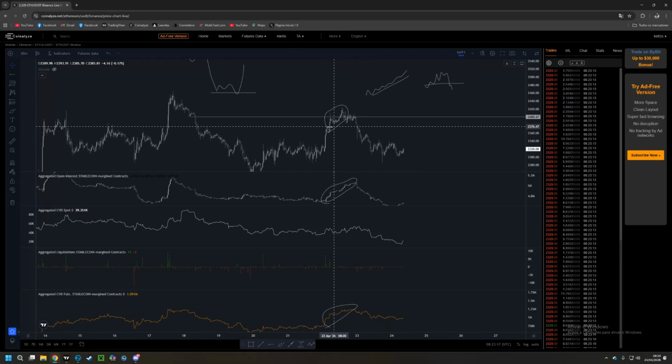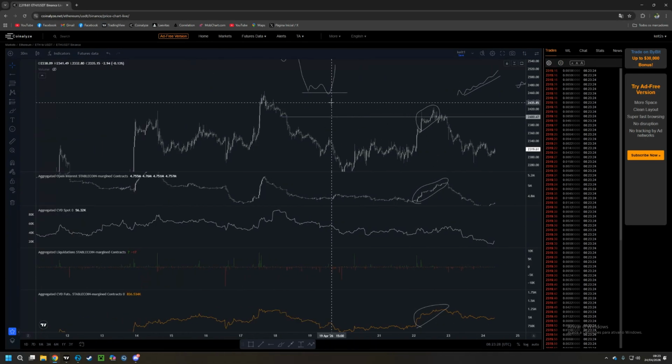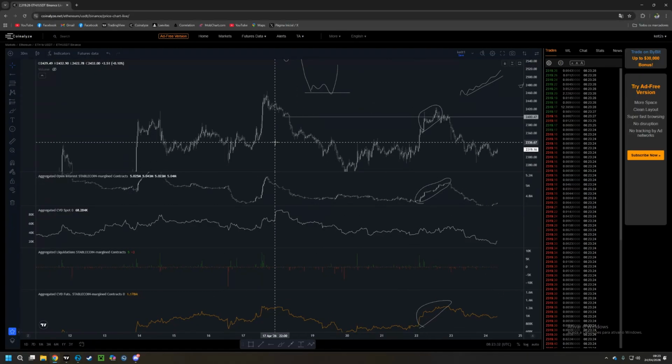Simply put, people were aggressively longing here, perp and open interest confirming my idea. We start falling and we start going short. If you start noticing this pattern, it happens a lot.